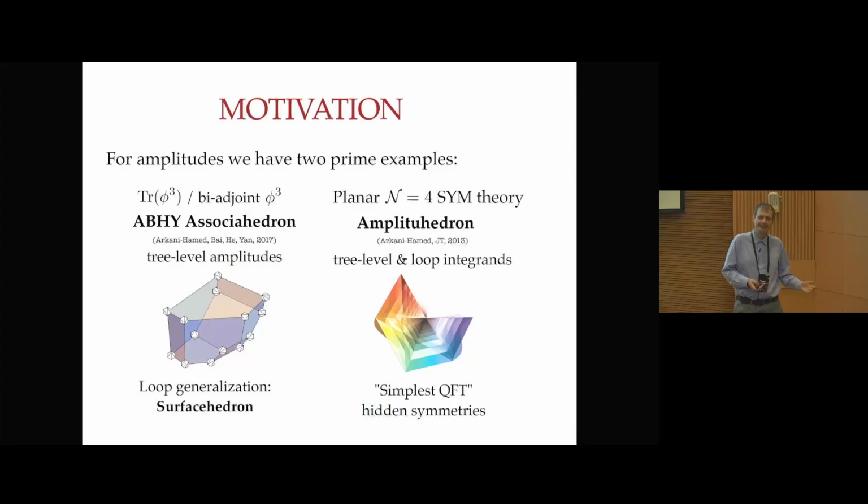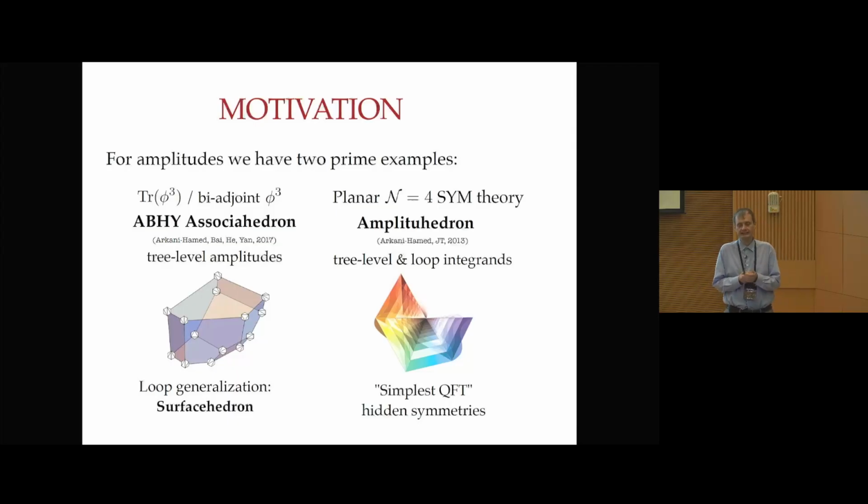So one is phi cube theory, a simple scalar theory, either with two pairs of colors, bi-adjoint phi cube, or trace phi cube. This is realized by the so-called ABHY associahedron. So there is some geometry called the associahedron. This actually has been known in the math literature for a very long time. And then it was discovered that there is a connection between this geometry and phi cube amplitudes.